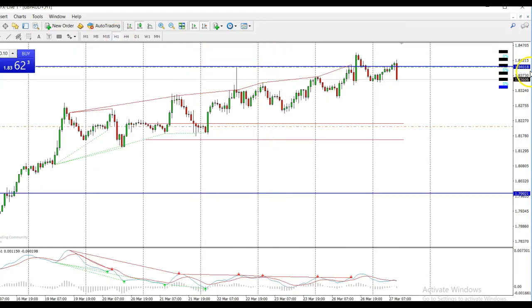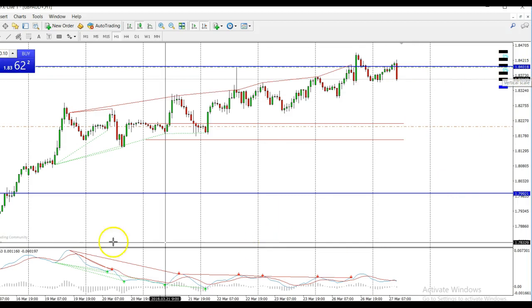So two trades to keep an eye on at the moment, British Pound Aussie and the British Pound USD.